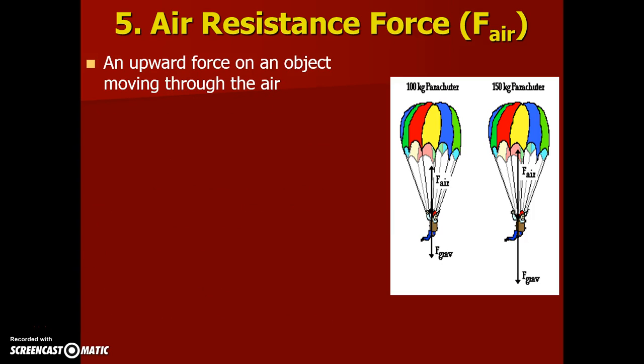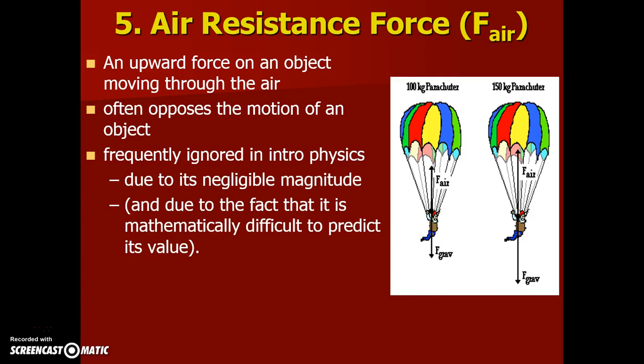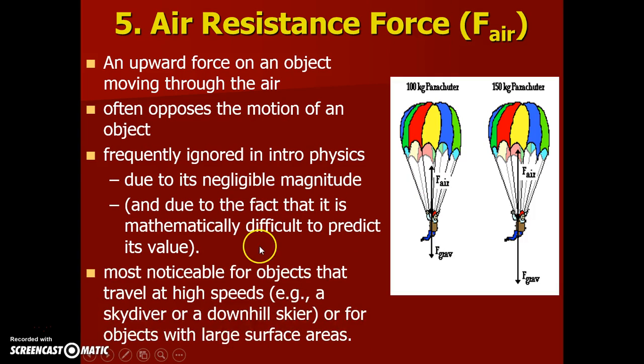Air resistance is defined as an upward force on an object moving through the air that will oppose the motion of an object. For falling objects, like in the picture, the motion is down, therefore the air resistance would be up. Air resistance is most noticeable for objects traveling at high speeds, which would be something like a skydiver or a downhill skier. Or we start to notice lots of air resistance when we get into objects with large surface areas, like this parachute.